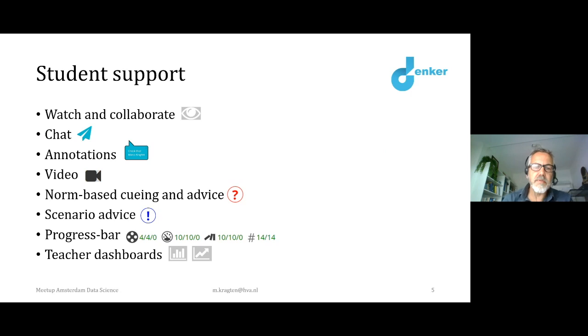So within the project, we have created a number of student support functionalities. One of those things is that we've created the option to watch students or teachers creating a model. And you can also collaborate on the same model. So students can work on the same model from different machines.